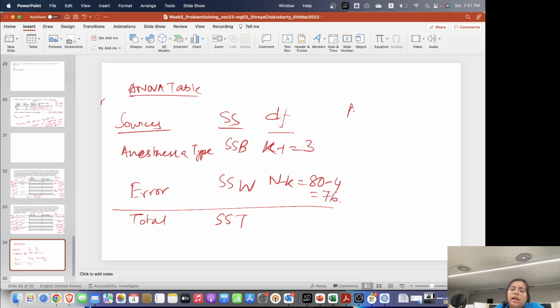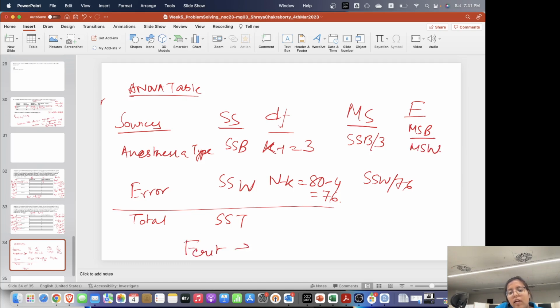This will be MS, the MS values: SSB by 3, SSW by 76, and F would be MSB by MSW, and the F critical point would be F(3,76) at 0.01.